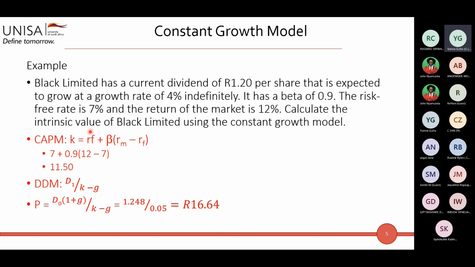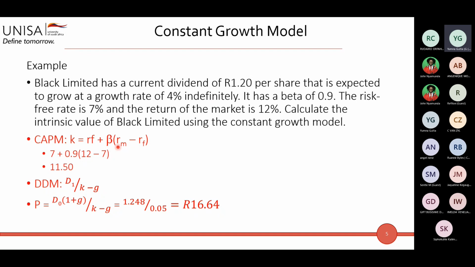Your CAPM formula, your required rate of return, which is K, is equal to your risk-free rate plus beta times the return on the market less the risk-free rate. This little section in brackets, the short version of it, is called your market risk premium. If the question says your market risk premium is so much, that means it's already calculated for you. You just need to substitute in. However, here they've given it to us separately. The return on the market is 12%. You still have to subtract the risk-free rate.